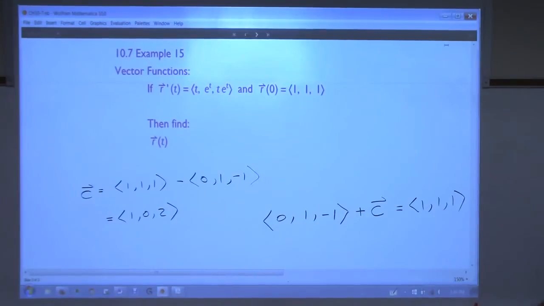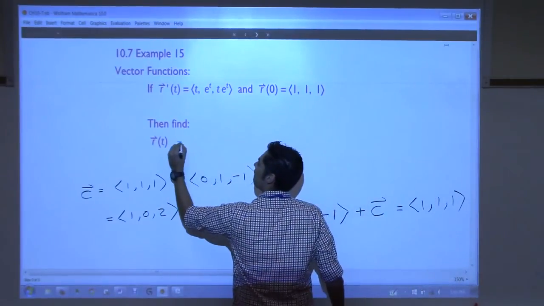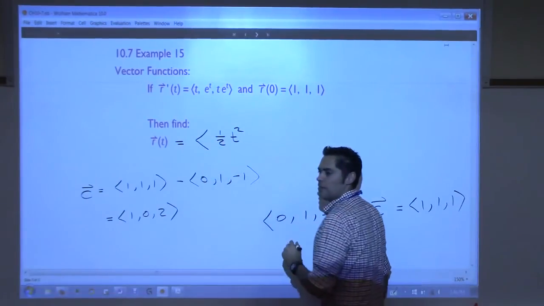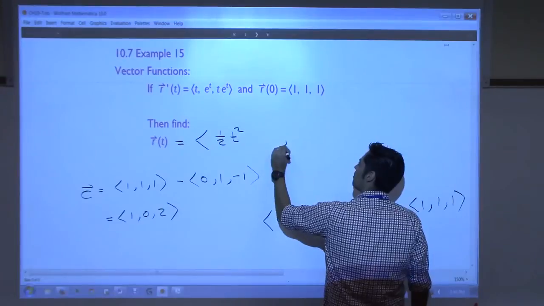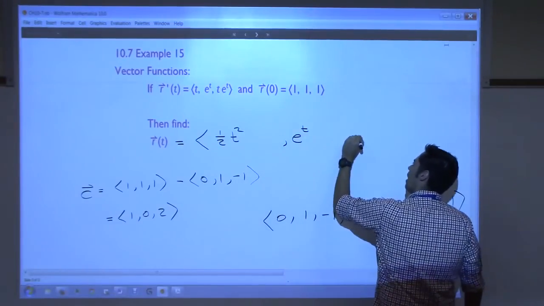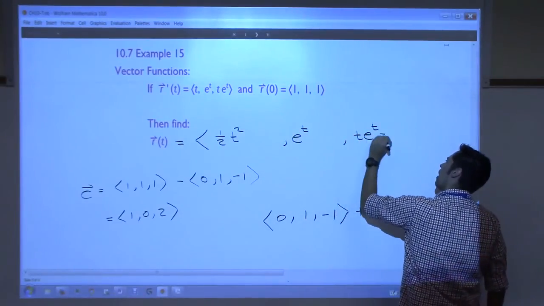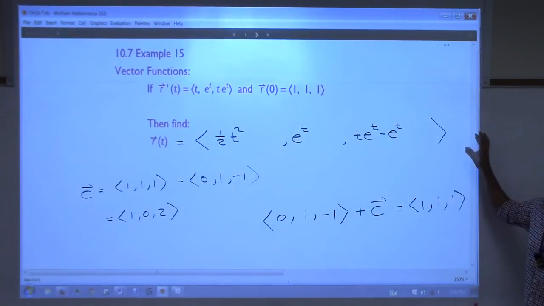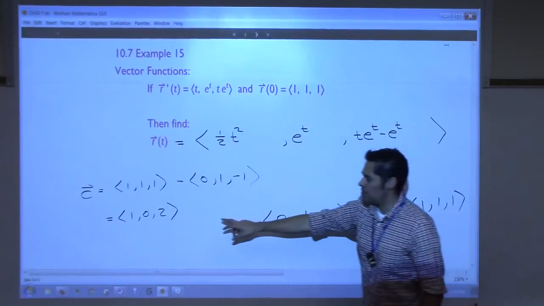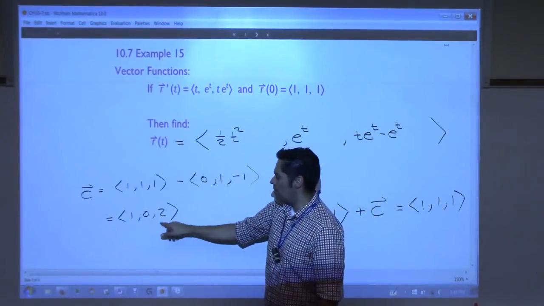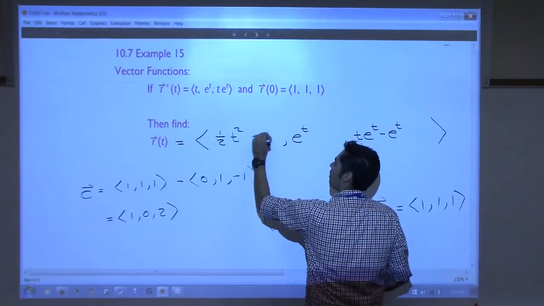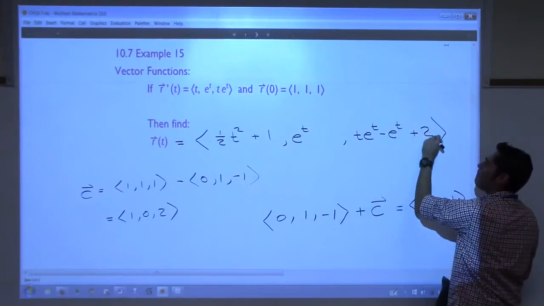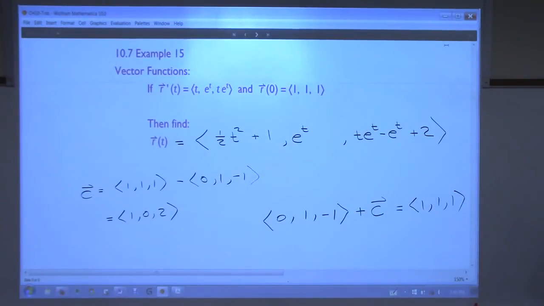All right, final answer. R of t is 1/2 t squared, right? Then we had here, I'm going to leave some space, e to the t, and then we had t e to the t minus e to the t, like that, plus our c vector. But our c vector is this. So I'm going to take each of these components and put them in here. So this one will be plus 1, this one will be plus 0, and this one will be plus 2. That is the actual position function.